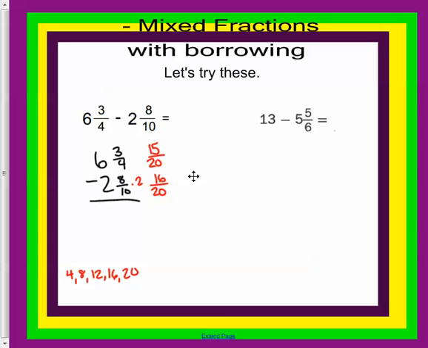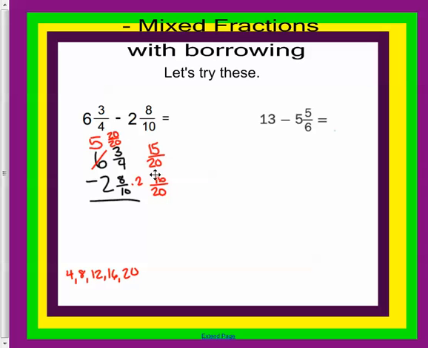Okay, herein lies the problem. 15/20, I can't subtract 16 from it. So in this case, it's not as helpful to subtract the whole numbers right away because I have to borrow. I have to change this 6 into a 5 and 20/20. Where do I get that 20? Because it's like having a whole.